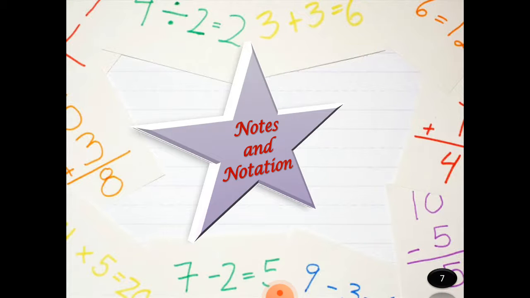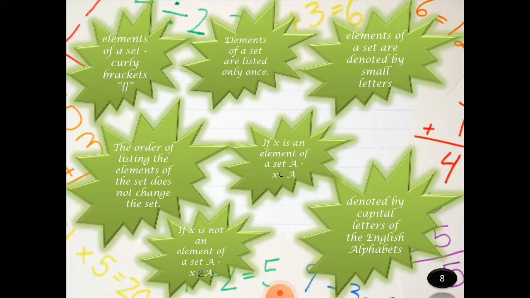Next let us see the notes and notations of set. Elements of a set are written within the curly braces. Elements of a set are listed only once in a set. Elements of a set are denoted by small letters and a capital letter is used for denoting the whole set. A is equal to {1, 2, 3}. This is the example for that.